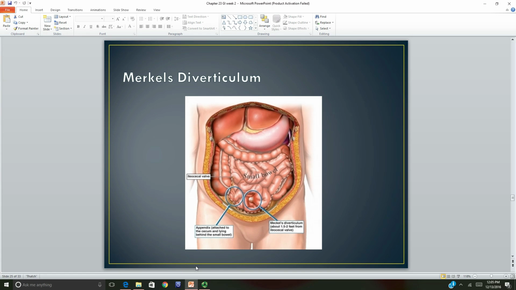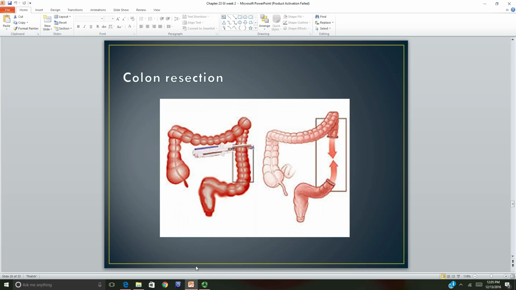Diverticulum occurs at the distal ileum. It is a condition that arises from a congenital remnant of the umbilical duct. Resection of the colon is where a section of the large colon is removed and the remaining portion is restored by anastomosis or brought to the outside of the body, called a colostomy.